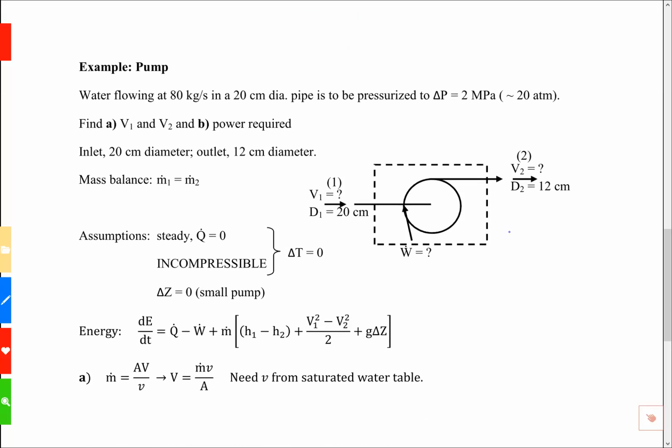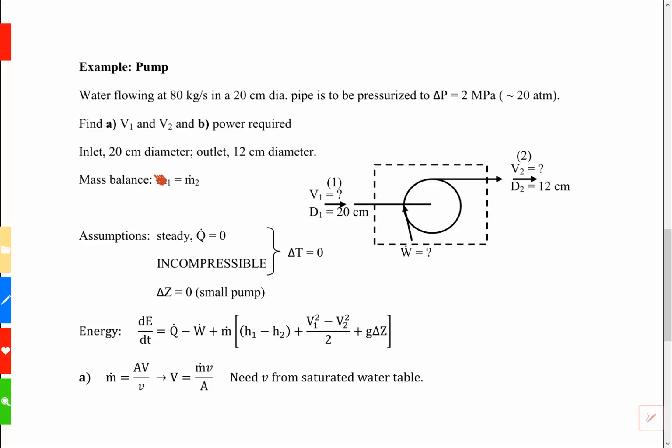We're looking at a water pump, and we've got 80 kilograms per second flowing in a certain diameter pipe, and we're told it's to be pressurized by 2 megapascals, or about 20 atmospheres. We're looking for the velocity at the inlet and outlet, and the power required. And again, we're told the pipe inlet diameter, 20 centimeters, and the outlet diameter, 12 centimeters.